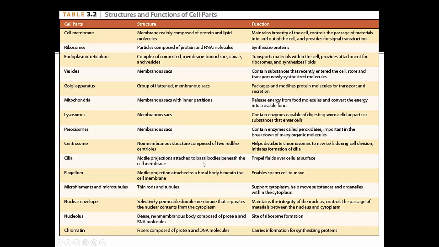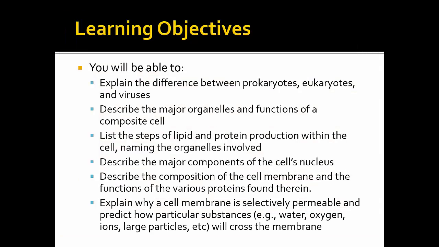This is the chart that's in your textbook that covers all of the cell parts that I just discussed and gives you a nice summary. And these are your learning objectives, except for this last one. You do not need to explain how particular substances will cross the membrane for this lecture. You do have to do it for the cellular transport lecture, which is next.